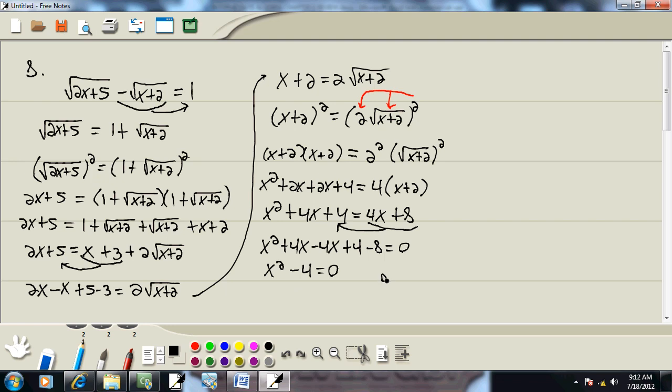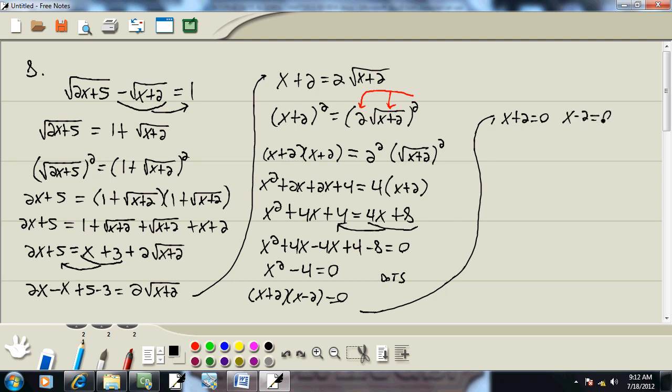Now this is the difference of two squares, and factors as x plus 2 times x minus 2. Zero factor property. Get 0 on one side, you factor the other side, you set each factor equal to 0. So I'll set x plus 2 equal to 0, and x minus 2 equal to 0. And solve them, we get x equals negative 2, and x is equal to positive 2.